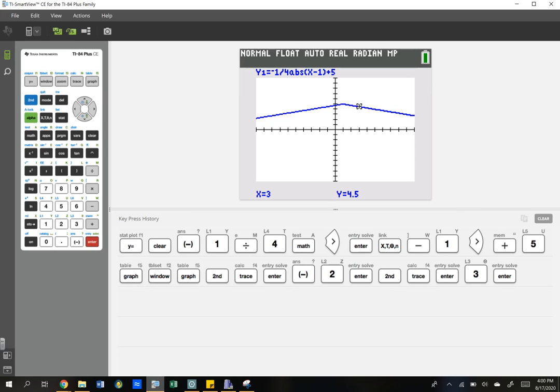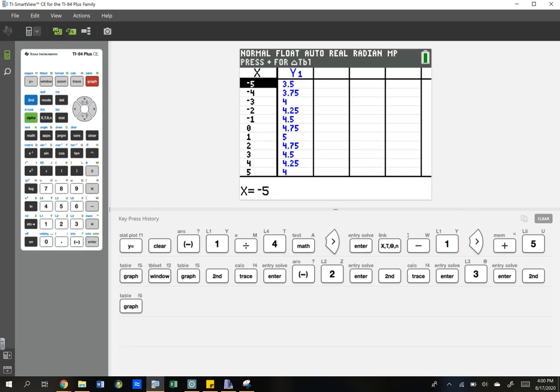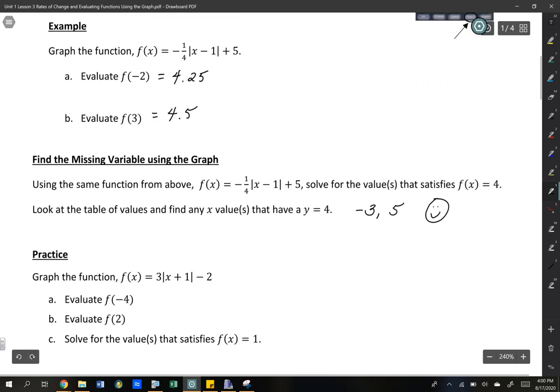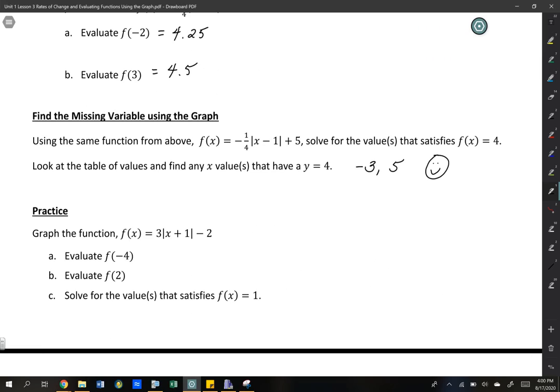So we're going to go to our table, which would be second graph. You see we have a 4 at x equals -3, and we have a 4 at x equals 5. So our answers here are -3 and 5. That was easy. Right, you may want to pause here, and when you come back, check your answers.